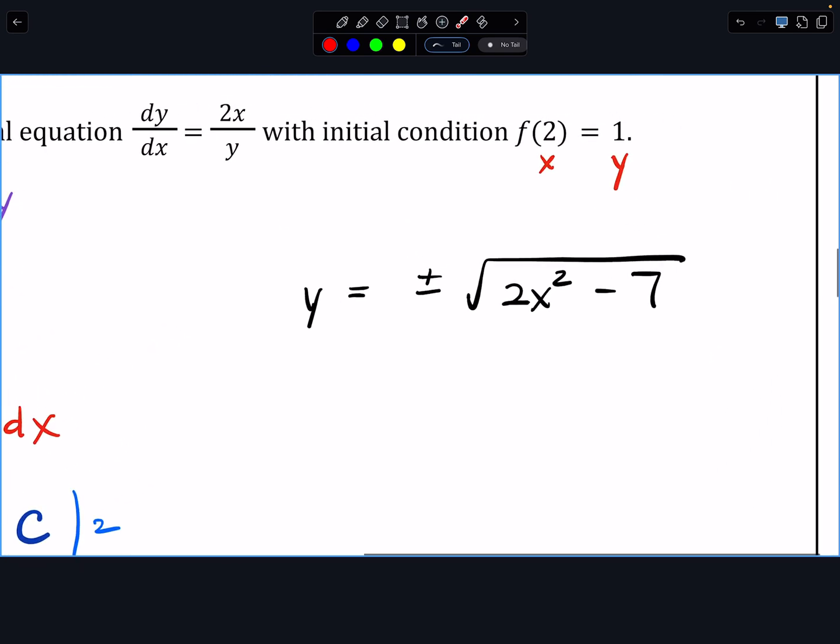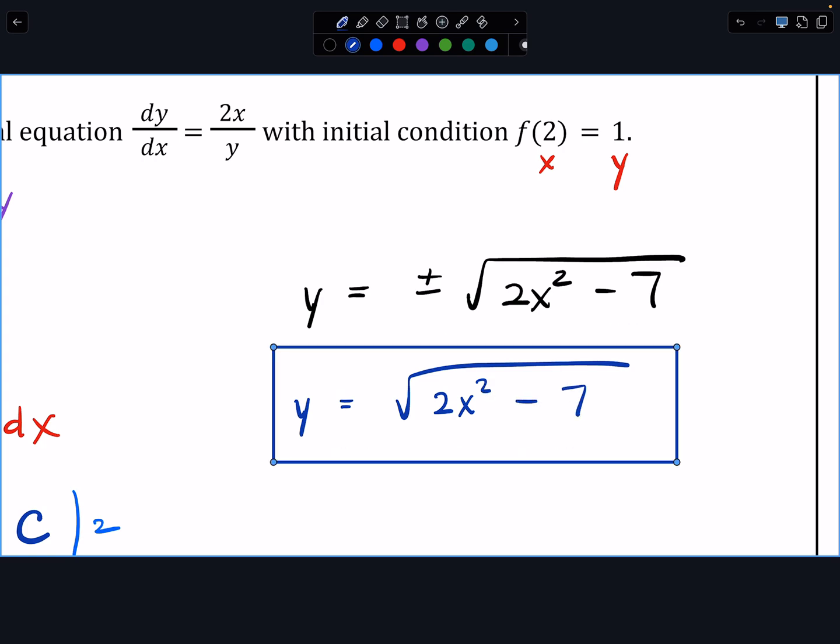So here's how you know. Look at your initial condition. Which one of these is going to give me positive 1? Can the square root of something ever be negative? No. So if this was a negative on the outside, it would change that to negative. So whenever you get something like this, you have to check your initial condition again. Because this is positive, we want the positive. So our equation is y is equal to the positive square root of 2x squared minus 7, okay?